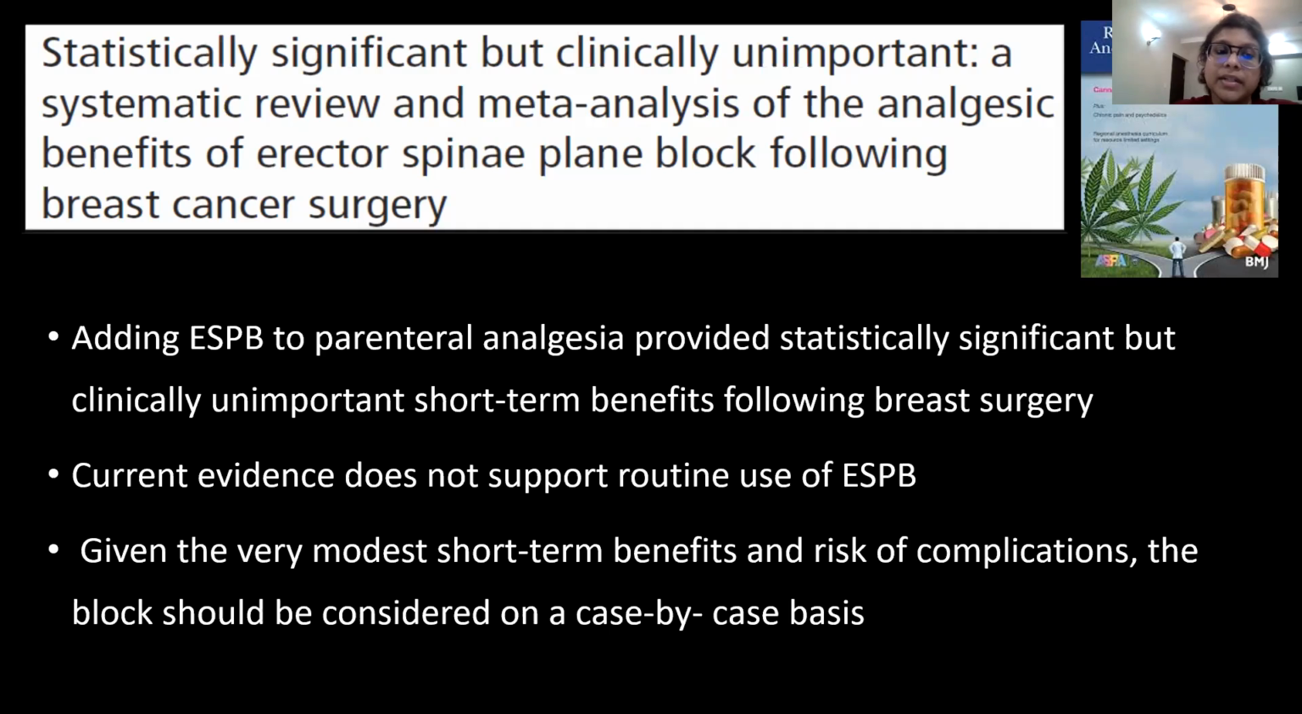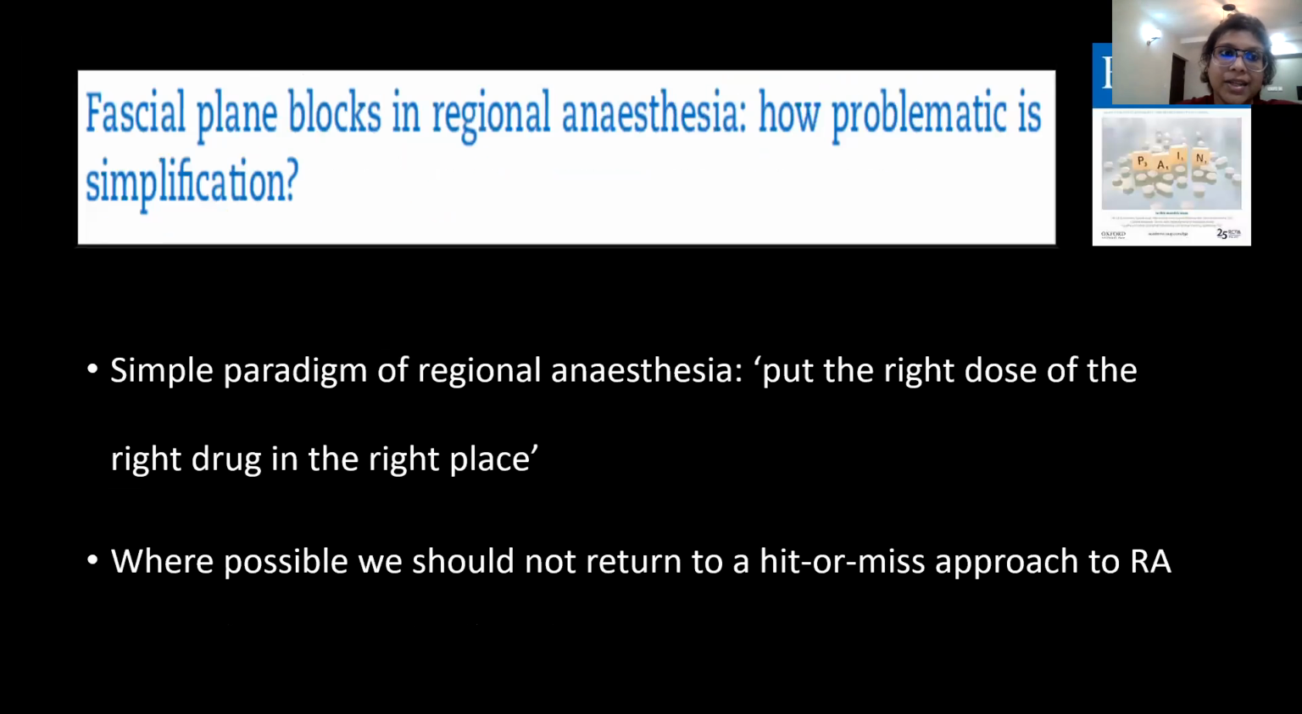So they recommend that the current evidence does not support the routine use of ESP and that it should be considered on a case-by-case basis. So in this BJA editorial, Marhofer reminds us of the simple paradigm of regional anesthesia: to put the right dose of the right drug in the right place. And he reminds us that wherever possible, we should not return to the hit or miss approach of regional anesthesia, which was practiced way back in the times of the landmark-guided approach.